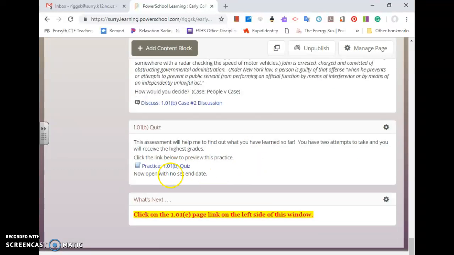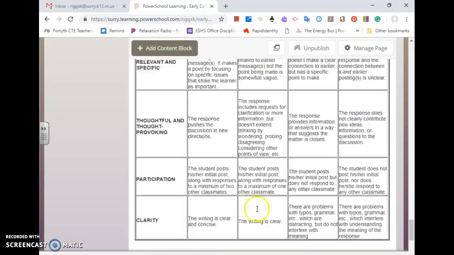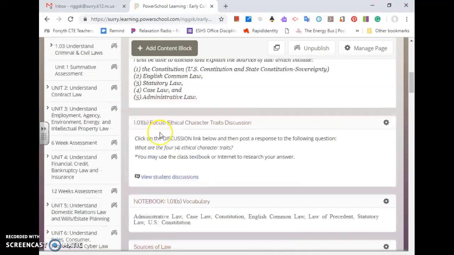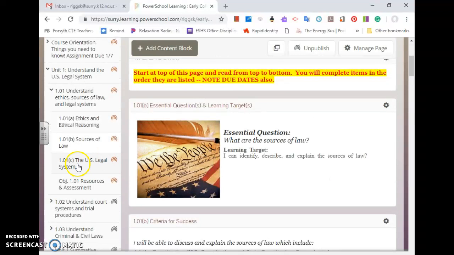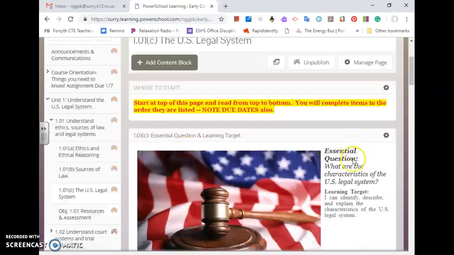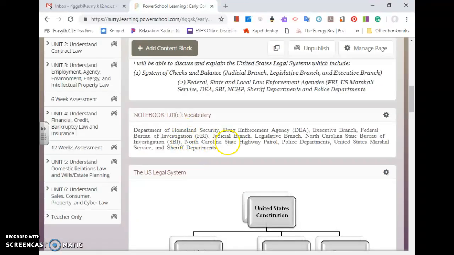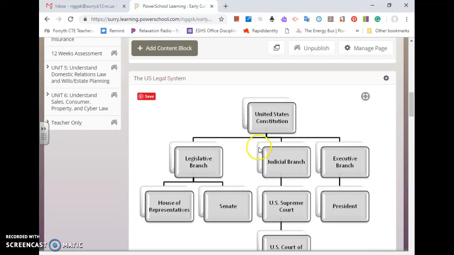Then you have your 101B quiz. And you're ready for 101C, which is your lesson 3 for 101. Get back up here. I know my computer looks different than yours. I apologize for that. Alright, so then you have your notebook, your criteria for success. Here's your vocabulary. You'll want to know those words.